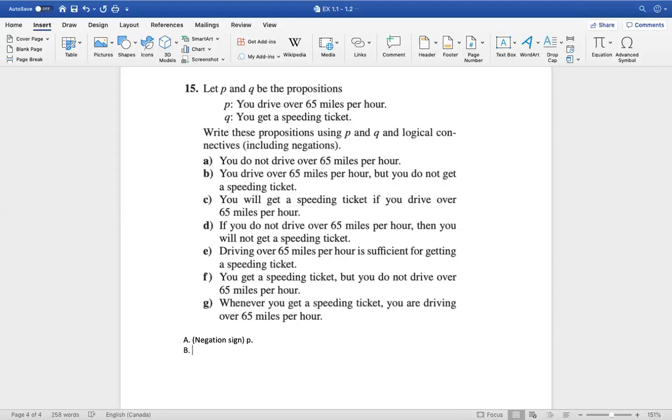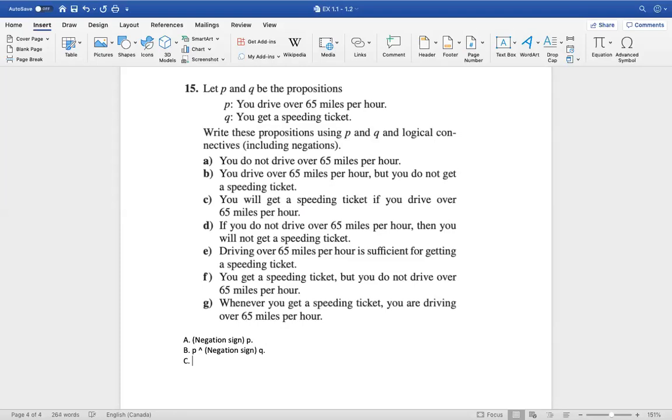Okay, so part B is you drive over 65 miles per hour, but you do not get a speeding ticket. So here again, it's a "but," right? So it will be like an "and," okay? So you drive over 65 miles per hour is symbol P, but is and, and you do not get a speeding ticket is the negation of Q. Negation sign Q. Okay, so this is the B part.